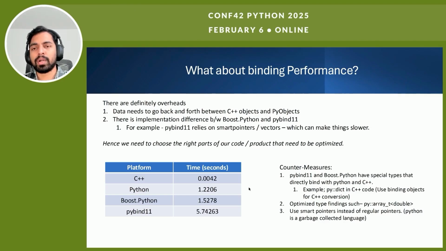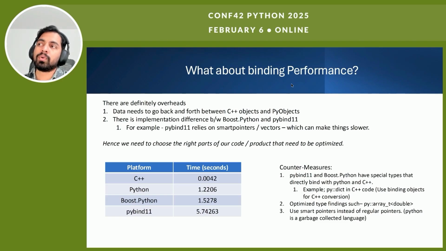But there are some countermeasures that we can take to be cautious. pybind11 and Boost Python have special types that directly bind Python and C++. So we can directly use those objects like pydict instead of passing the data. We can also use optimized type bindings like array_t of double, and we can also use smart pointers instead of regular pointers, because Python being a garbage collected language, we can avoid the whole dangling pointer problem.